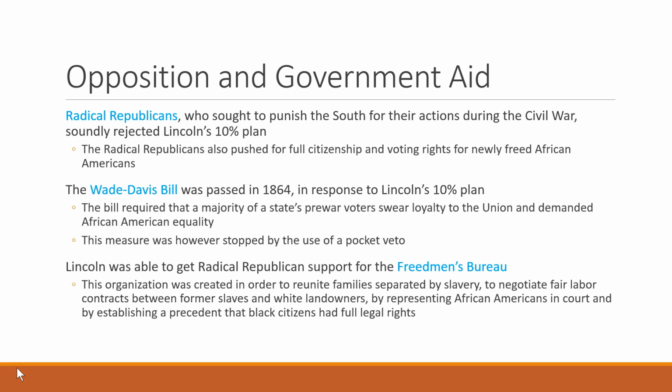So the radical Republicans pushed for full citizenship of African Americans, and they wanted to ensure that voting rights for newly freed African Americans were put into place as well.